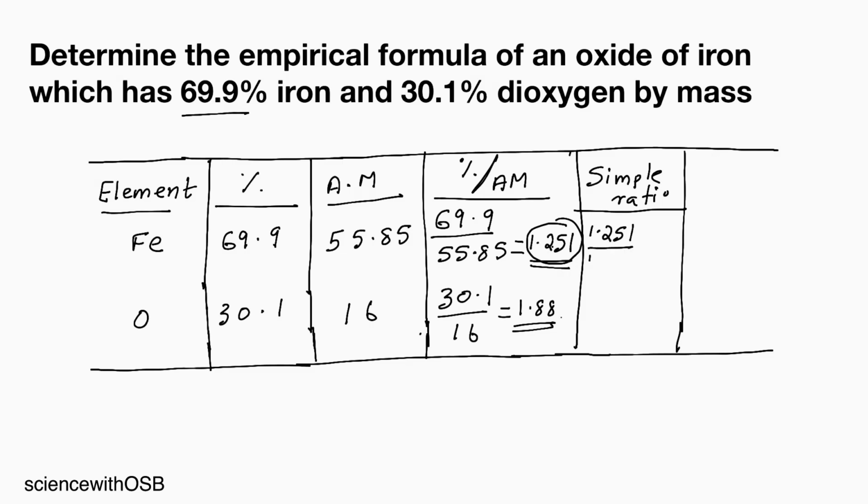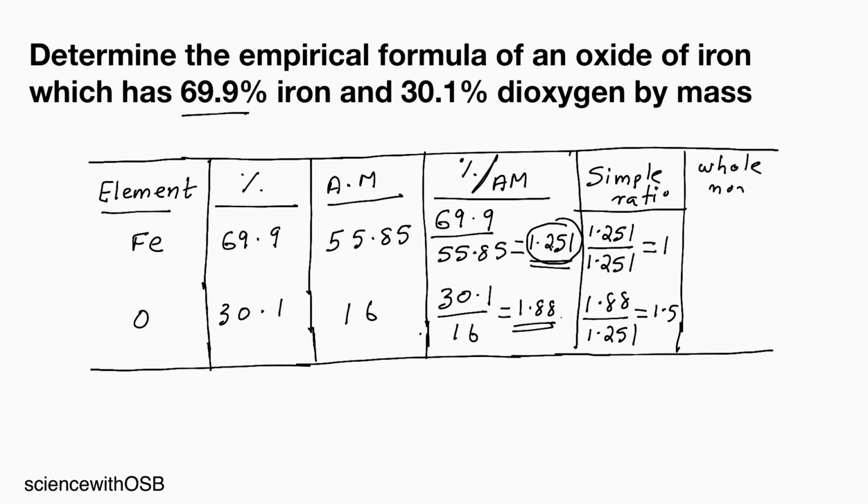1.251 by 1.251 and 1.88 by 1.251. On calculating, what we will get? We will get 1 here and here, approximately very close value of 1.5. See, remember, if you are getting like 1.49, go for 1.5. If you are getting 1.51, go for 1.5. Okay, now last column, it is whole number ratio.